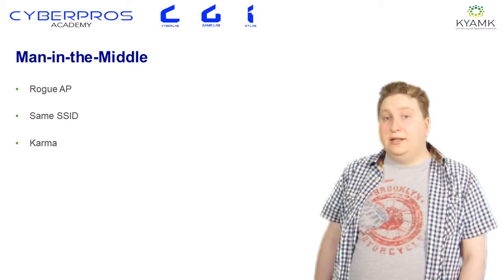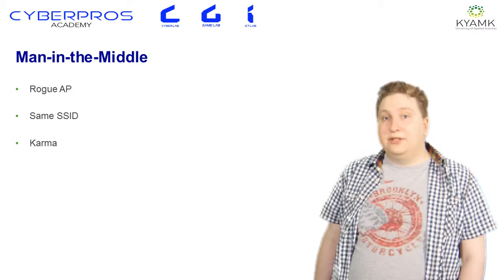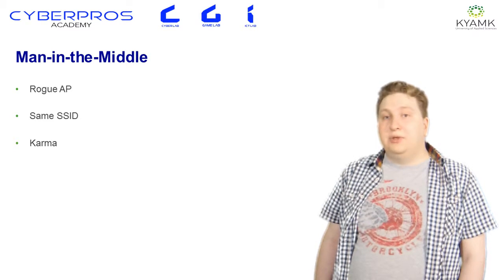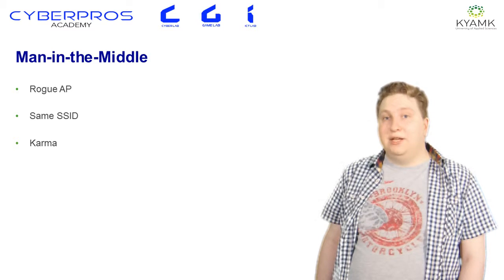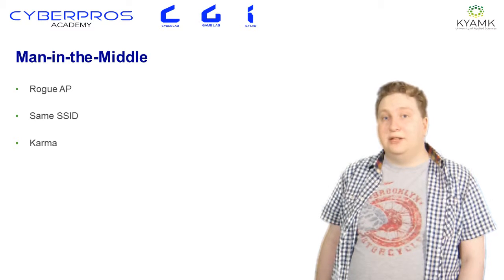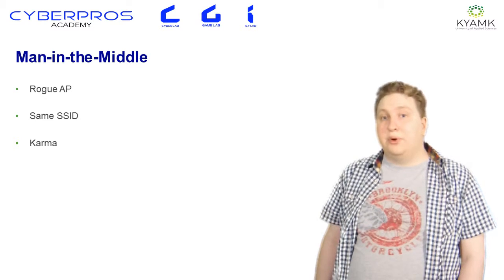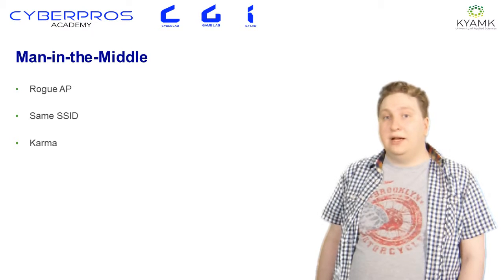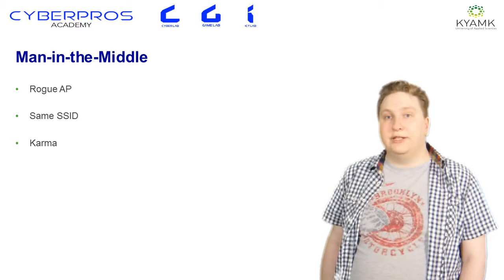Karma, on the other hand, uses mainly Windows systems' default settings, where it will attempt to join known networks, and when the machine sends out a beacon asking if this network is around, Karma will simply answer yes, I am here, and the client will join that network instead.